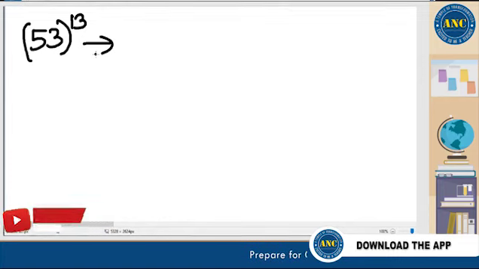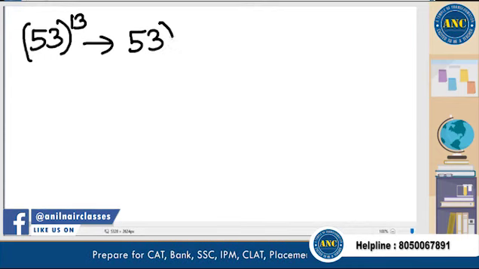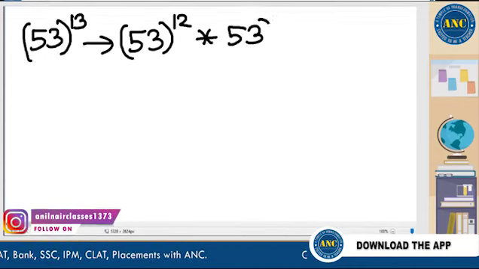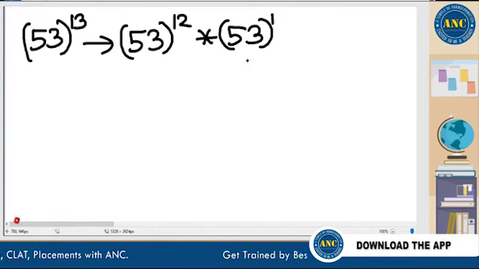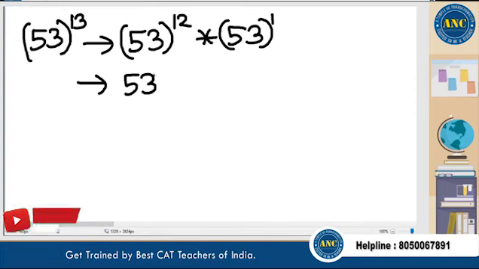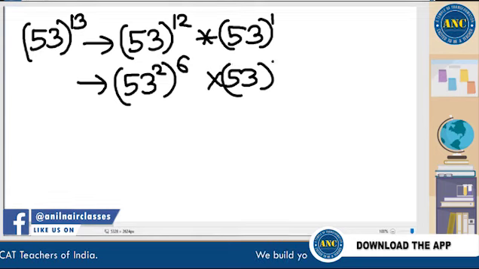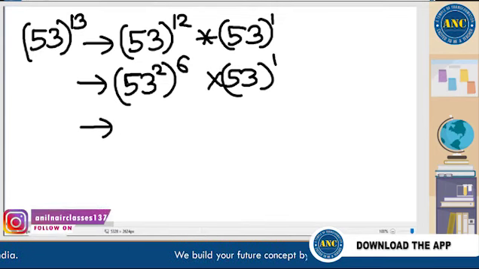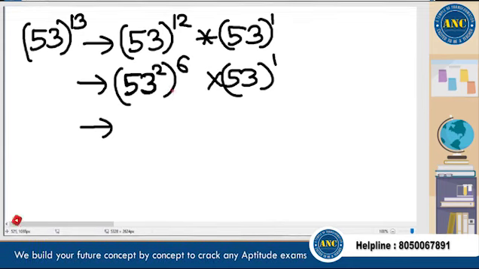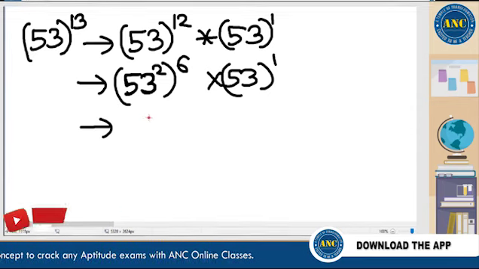Now, see here. Power is an odd number, which is 13. See here. 53 power 13. I can write it as 53 power 12 into 53 power 1. Keep this 53 power 1 aside. We will see that later. 53 power 12. 53 square power 6. Use the same logic, sir. 53 square power 6. 53 square. Subtract with 50. 53, 50 difference is 3. 53 square and 3 square both are same. 3 square is how much? 9.